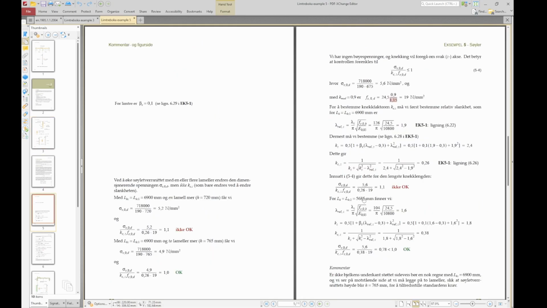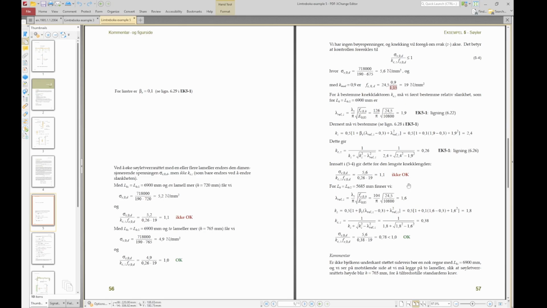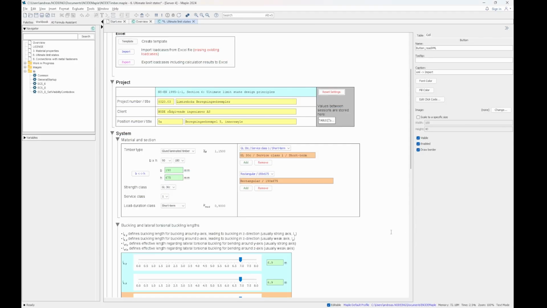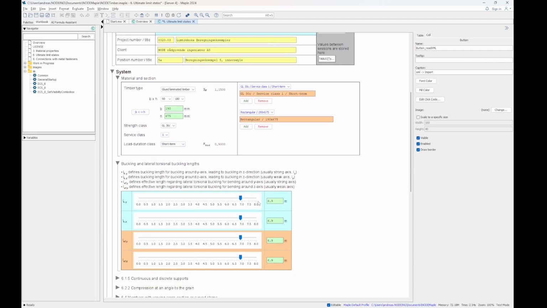So in the next calculations, you're going to check different types of systems here. If we go back to our calculation sheet in Maple, we put in the width and the height of the column, which is 190 millimeters and 675 millimeters, strength class GL30C, service class 1, and a short time duration class. The buckling length here is defined as 6,900 millimeters, which means to the top of the beam, and the same applies to the lateral torsional buckling.